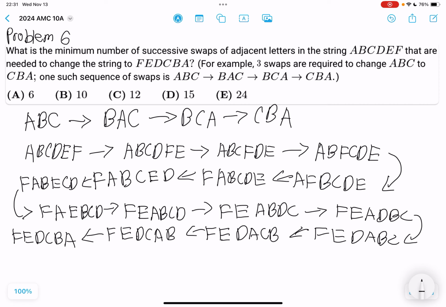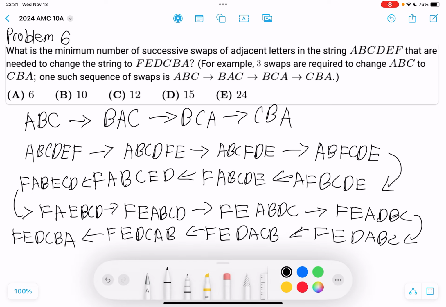So how many swaps is that? Well, we can just count the number of arrows. So that's 1, 2, 3, 4, 5, 6, 7, 8, 9, 10, 11, 12, 13, 14, 15. So the answer should be 15, but what about all the answers that are smaller than 15? What if we can do this in 6, 10, or 12 moves? Then we're going to choose the wrong answer and get 0 points.